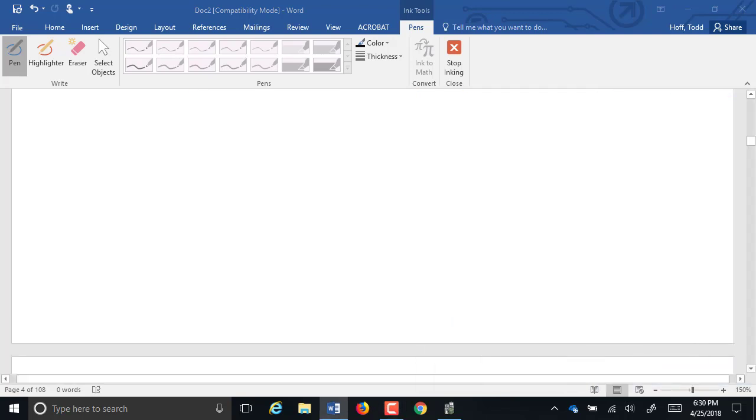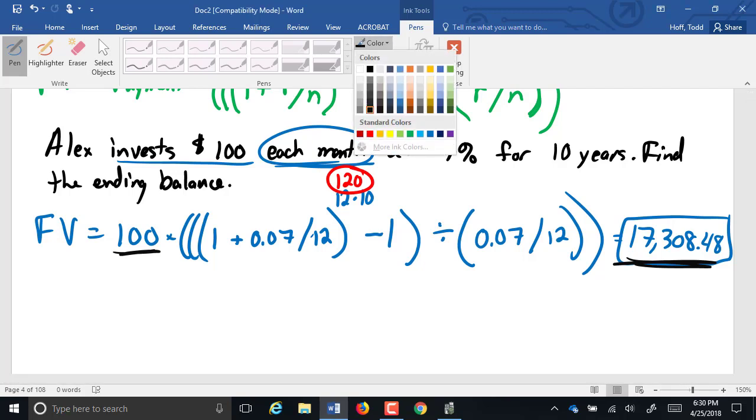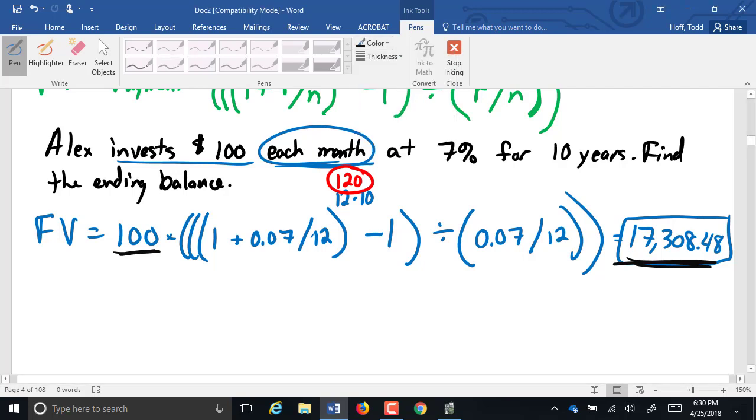Okay, let's go. So we found the future value, $17,308.48, for someone who made payments of $100 a month for 120 months. Now let's look at this. How much interest was earned?